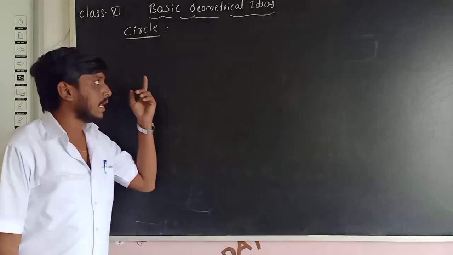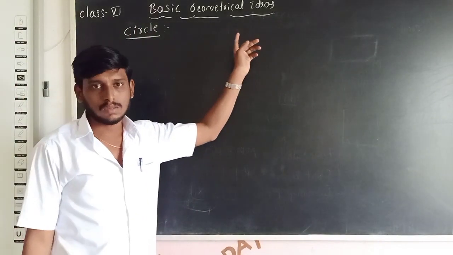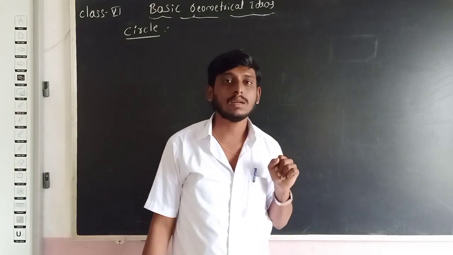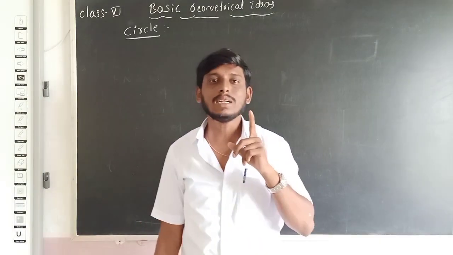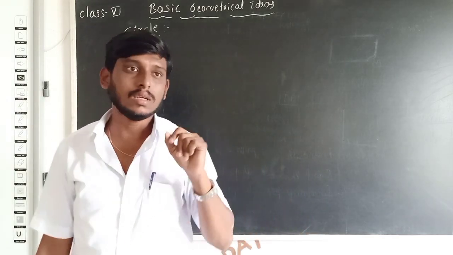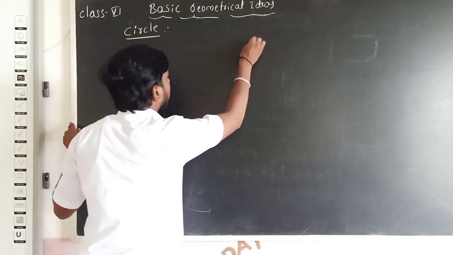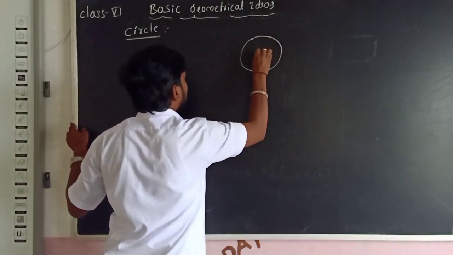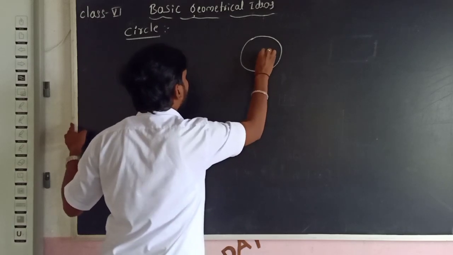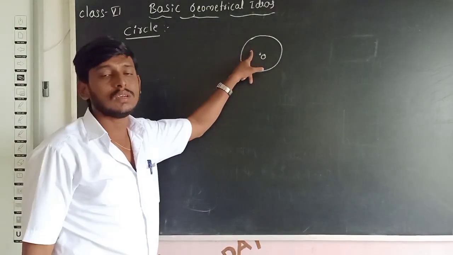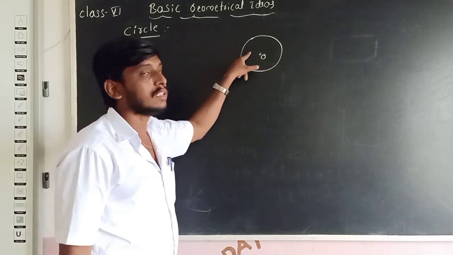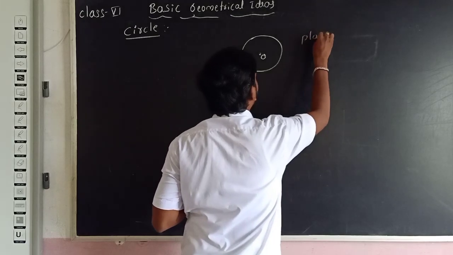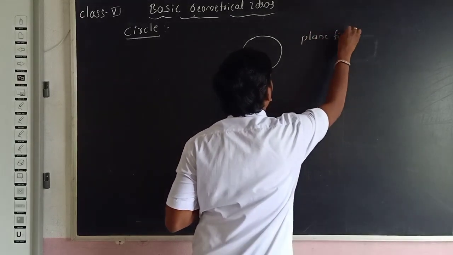Okay students, the last concept in this chapter is circle. Here, a circle is not a polygon. It is very important: what do you mean by polygon? A polygon is made up of only line segments. So what about a circle? I will draw a diagram. This is a circle and this is the center, point O. Is it made up of line segments? No. So a circle is not a polygon, but it is said to be a plane figure.